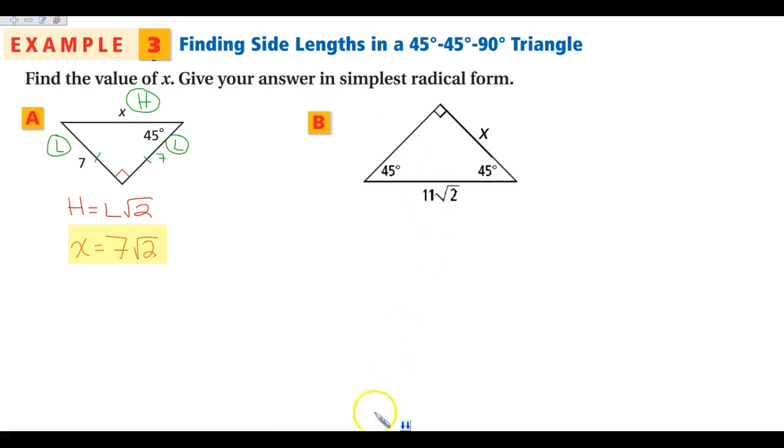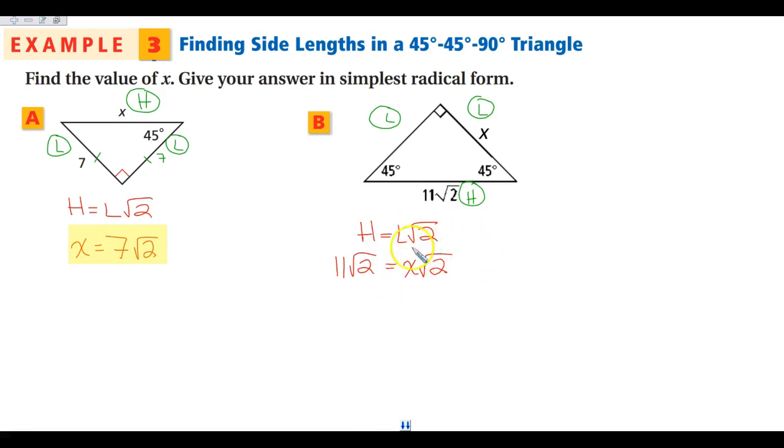So, let's do another one. Again, label your triangle. Leg, leg, hypotenuse. All right? So, when we're looking here, again, I'm going to start by writing my equation. Hypotenuse equals leg times the square root of 2. My hypotenuse is 11 times the square root of 2. My leg is x. I'm multiplying that by the square root of 2.